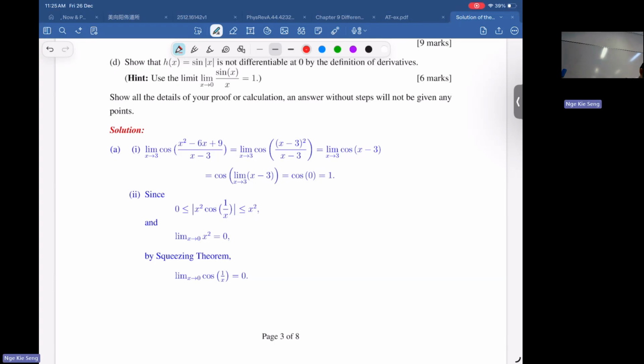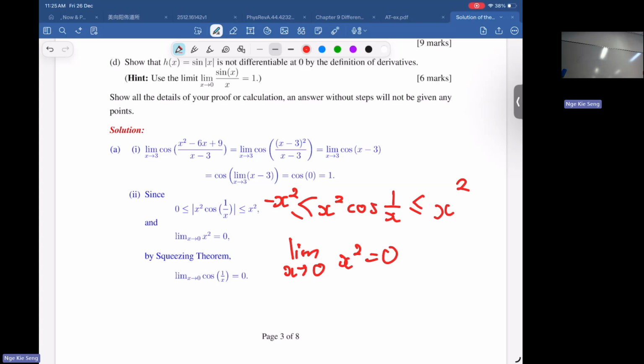How come this solution is right? Is it because of the cos? Oh, no way. Okay, never mind. So how about like this? cos(1/x) is bounded above by x squared and bounded below by minus x squared. The limit of x squared as x goes to 0 is 0, and the limit of minus x squared as x goes to 0 is also 0. So they are squeezed between two functions that converge to 0.